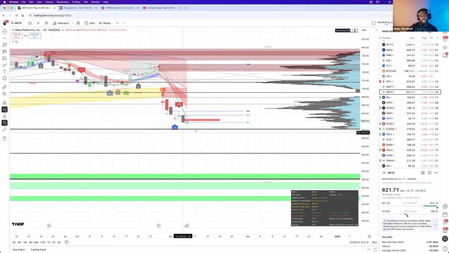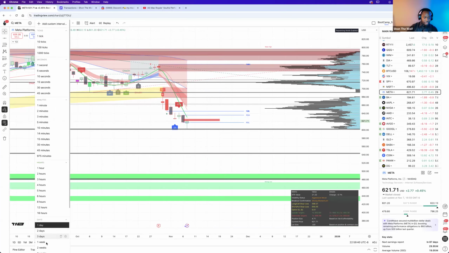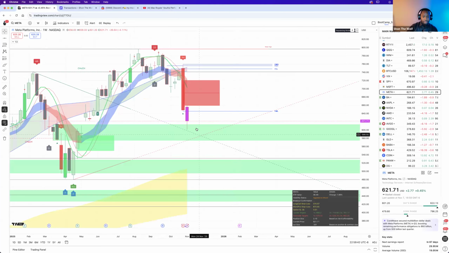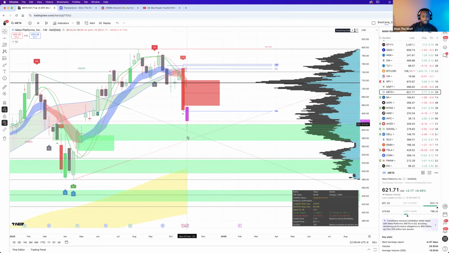Now Meta actually closed under this order block. So it may or may not be ready to push back up, but it did lose its order block, but it's sitting in one on the weekly time frame, which means that it still has a decent amount of buyers sitting here. So it's not going to be easy to push Meta down much further unless some bad news comes out. So it's looking good in this current range. So it pushed down through the order block, but the weekly time frame has a very strong order block.